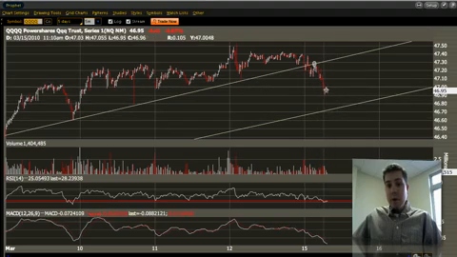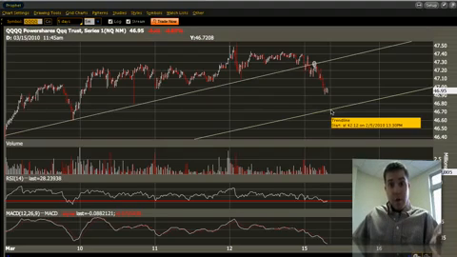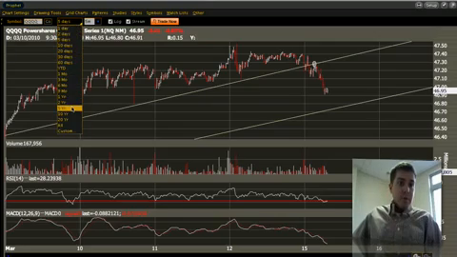But if it blows right through this uptrend support, I would expect some continuation in the overall broad market to the downside. That would just be my 2 cents.